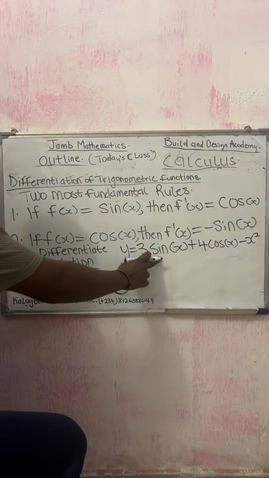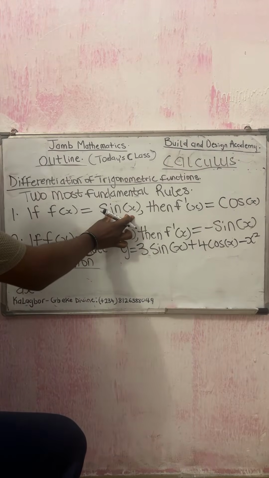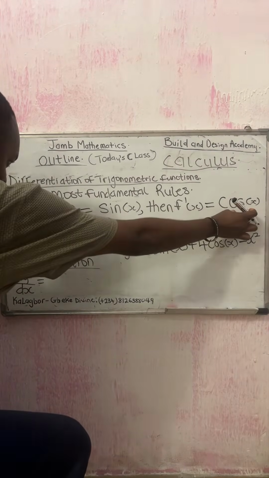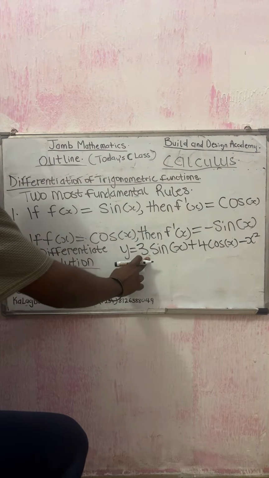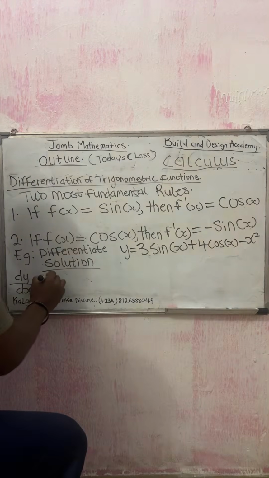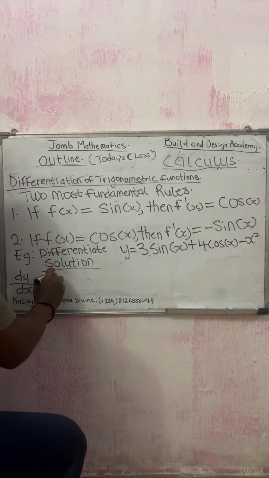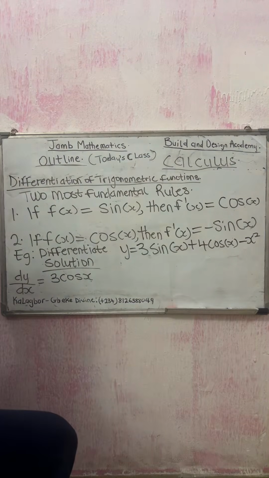If we differentiate sin x, what are we going to get? Cos x. So if we differentiate 3 sin x, we are going to have 3 cos x. Please take note. 3 cos x. So this is how we apply the rule. It's very, very straightforward.